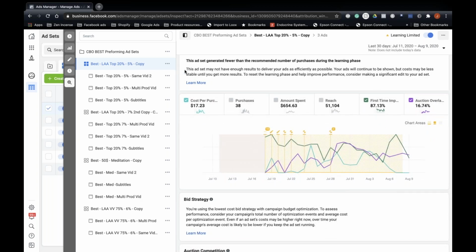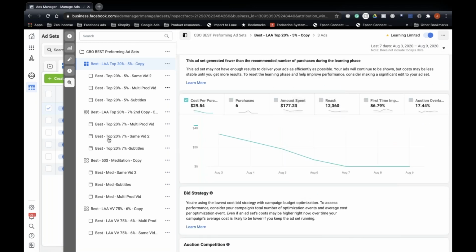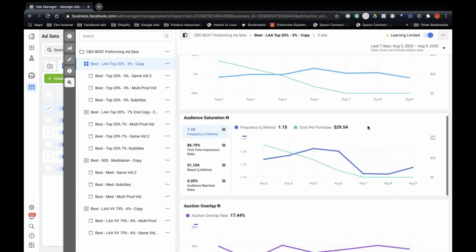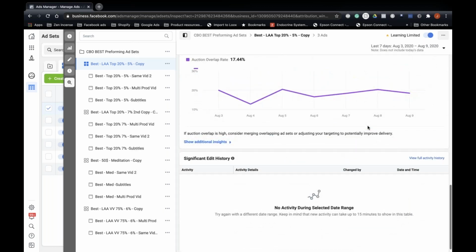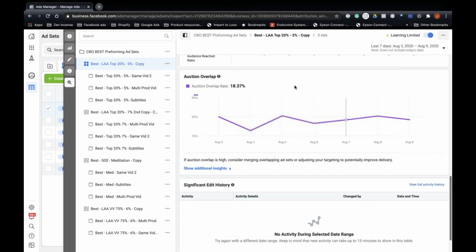Do last 7. You've pretty much let this thing run now. It could be because yesterday, the day before, I turned on the other campaign that is top 20%. Mainly, this is my best ad sets, as you can see. So, I combine all that. Okay, keep going. Oh, I see. Yeah. Your auction overlap. That's between you. You're overlapped by.